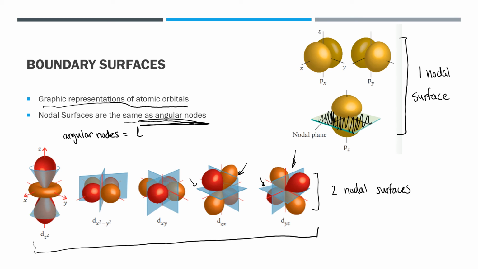So how do we calculate the number of angular nodes? The number of angular nodes is just given by L, our L quantum number. So with p orbitals we have L equals 1, and with d orbitals we have L equals 2. So we have 2 nodal surfaces with d orbitals and 1 nodal surface with p orbitals.